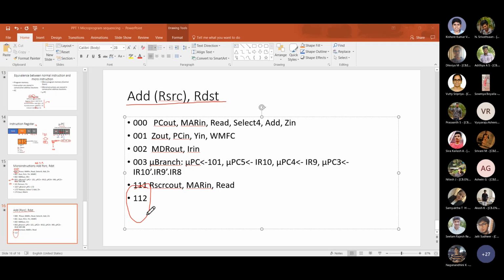Then R destination out. Add, Z in. Very good. Then at 173, Z out, R destination in. Very good. End. Don't forget end. I hope similarly it is clear to all of you. Any doubt, anybody?